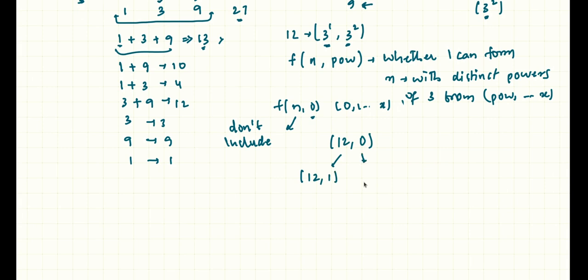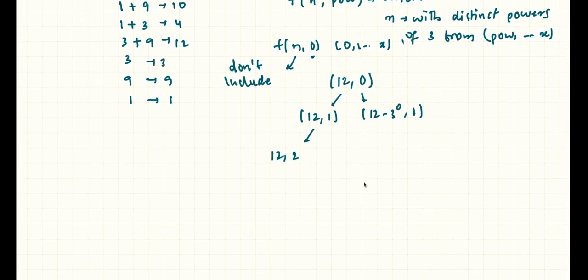Now if I include 3 power 0 in the solution, that means I have to form a number which is 12 minus 3 power 0 with the rest of the powers from 1 till x, right? So again here I can have two possibilities. If I don't include 3 power 1, I have to form 12 with powers from 2 till x. If I include it, that means 12 minus 3 power 1 from powers from 2. Again here I have two possibilities.